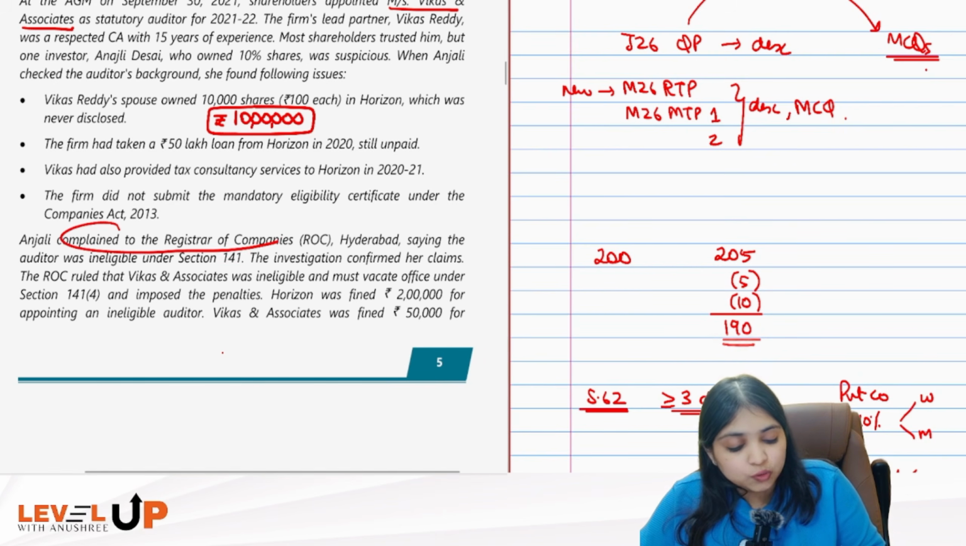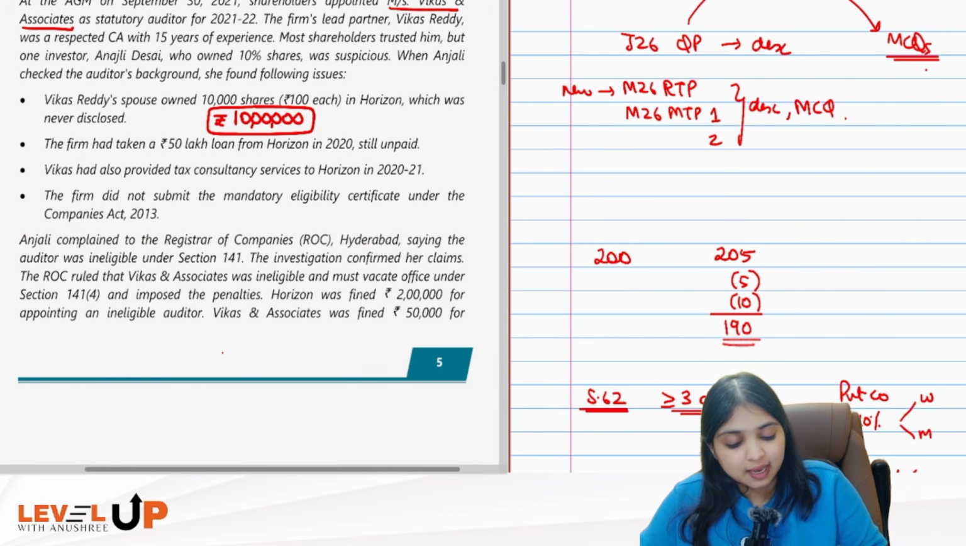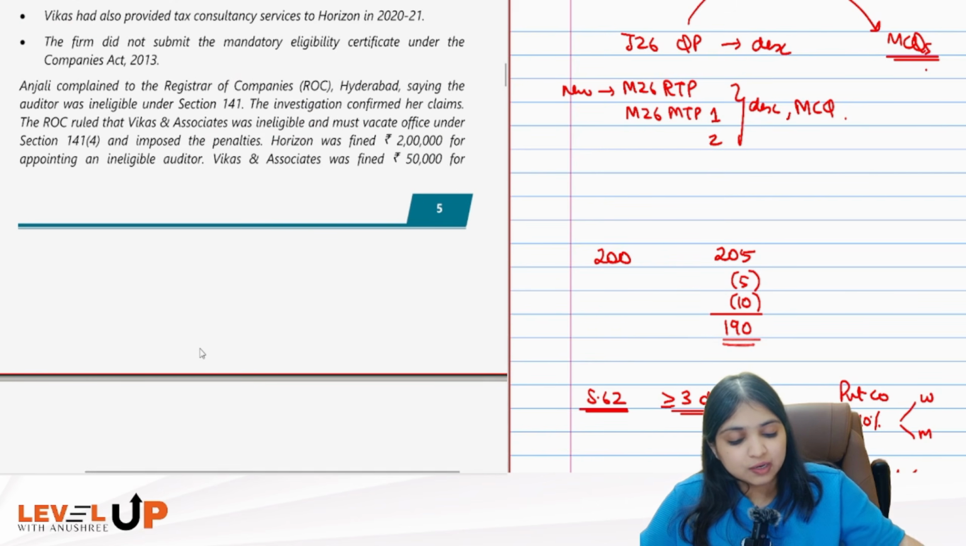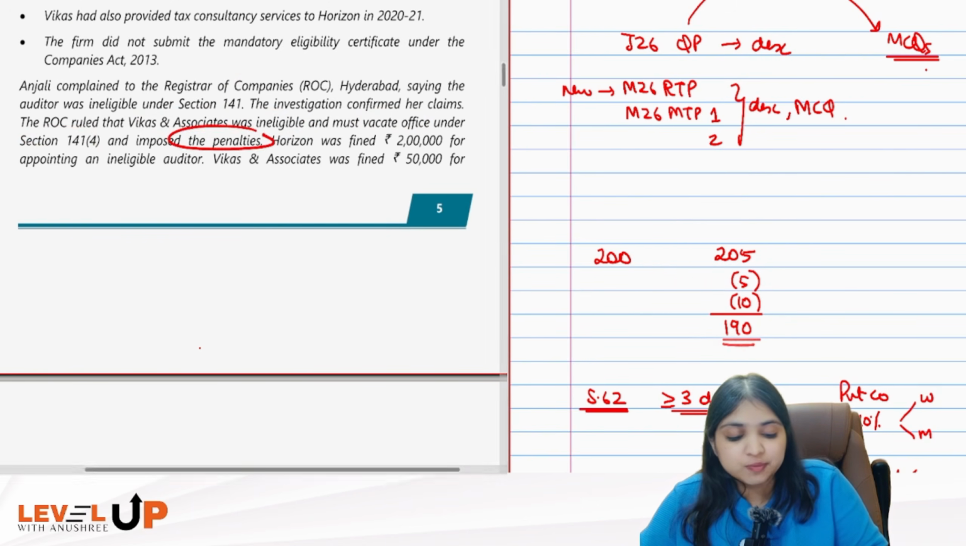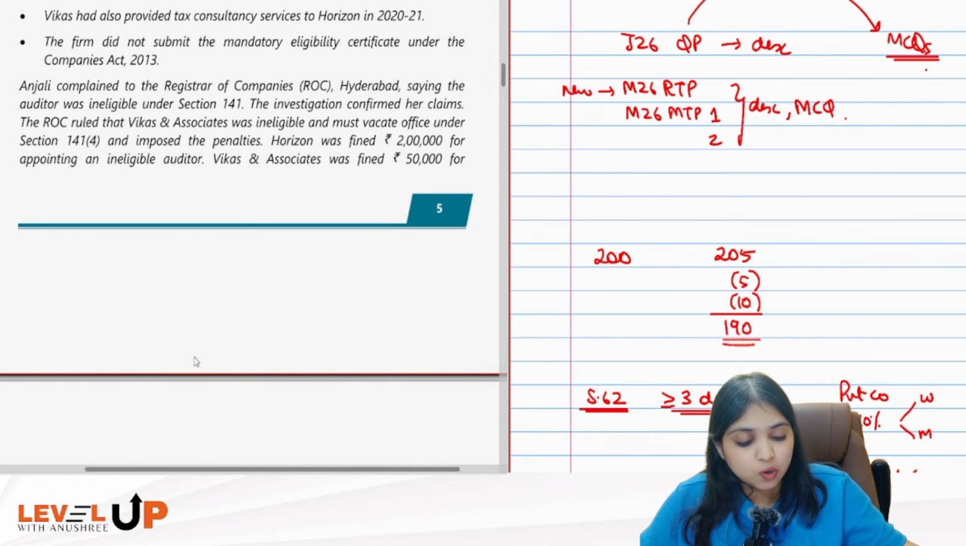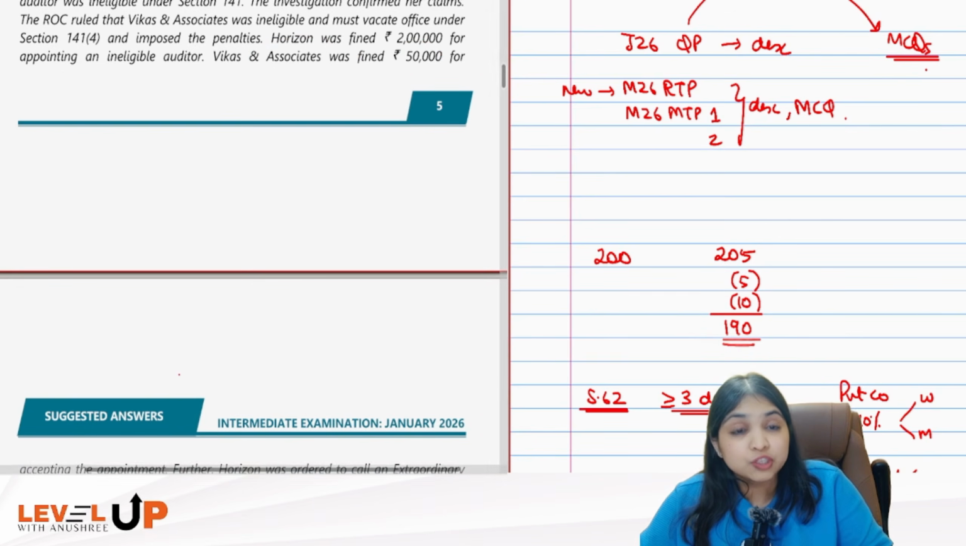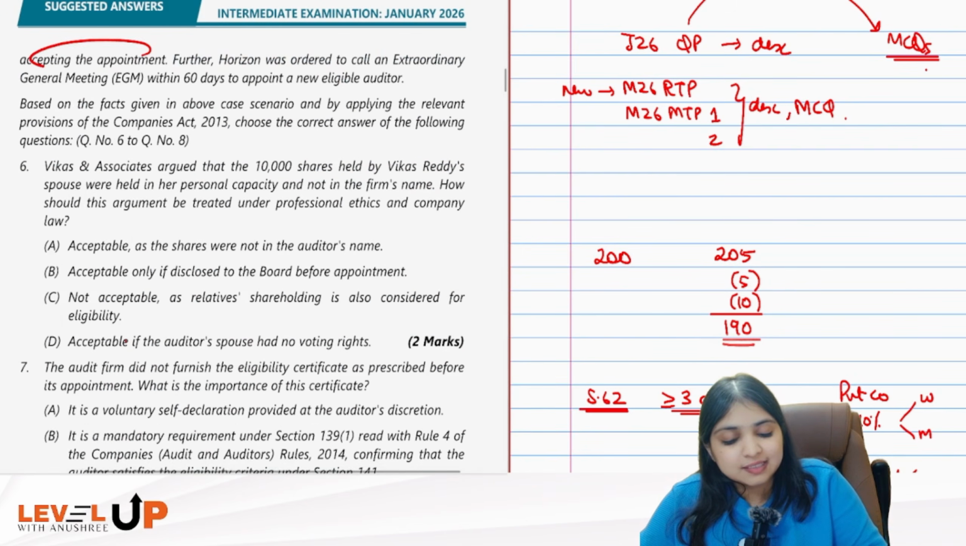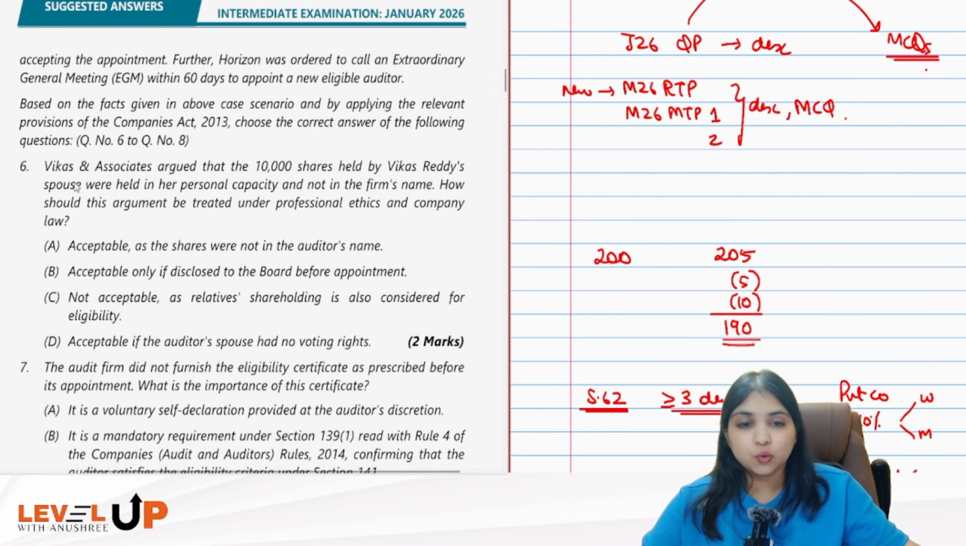Anjali complained to the ROC Hyderabad saying that the auditor was ineligible under section 141. Investigation confirmed her claims. ROC ruled that Vikas and Associates was ineligible and must vacate the office under section 141 subsection 4, and imposed penalties. Horizon was fined 2 lakh rupees for appointing an ineligible auditor. Vikas and Associates was fined 50,000 rupees for accepting the appointment. Further, Horizon was ordered to call an EGM within 60 days to appoint a new eligible auditor.